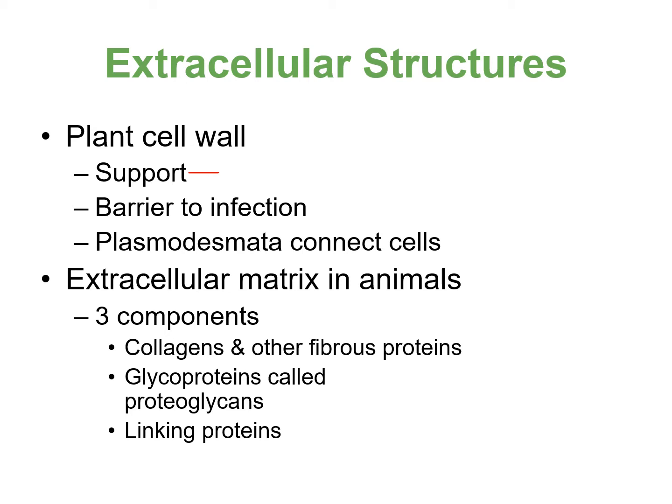Got to keep stuff in, keep stuff out. That's what this barrier to infection is all about. Keep out bacteria, keep out viruses, keep out some pests, insects, rodents. And we're going to see later in this lecture, it's also going to give little windows to allow cells to talk back and forth to each other. We call these windows plasmodesmata.